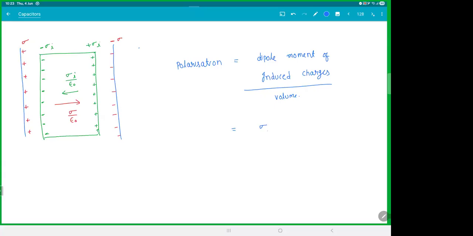What is the dipole moment? Sigma induced into distance by volume is A into, sorry, Q induced into distance. dt will cancel. This will be Q induced by area, which is nothing but sigma I. So induced charge is the polarization. So sigma induced is sigma into 1 minus 1 by K.